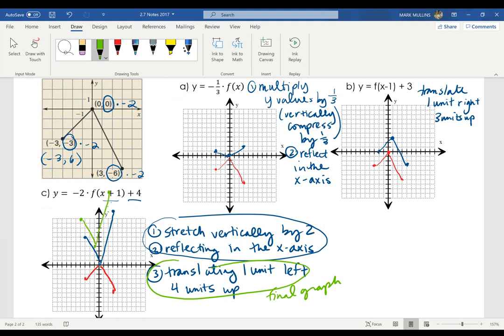There we go. So this is going to be my final answer. I'm all set on that graph.